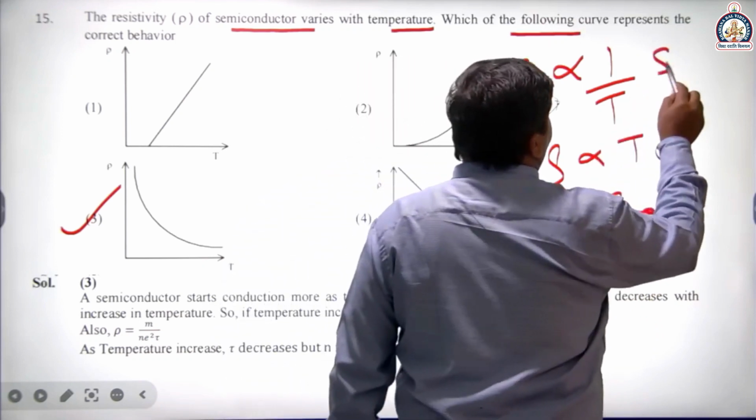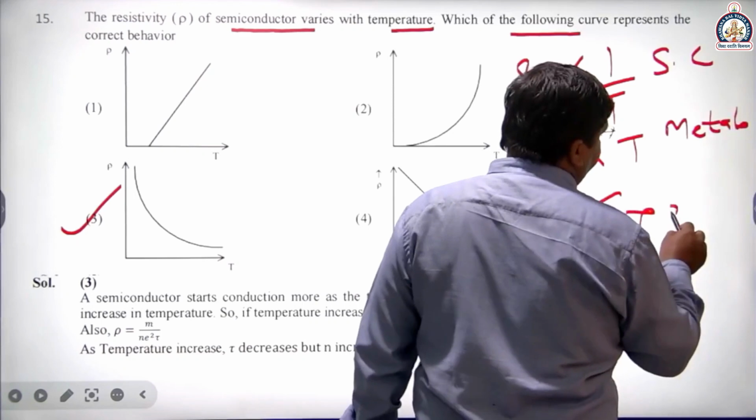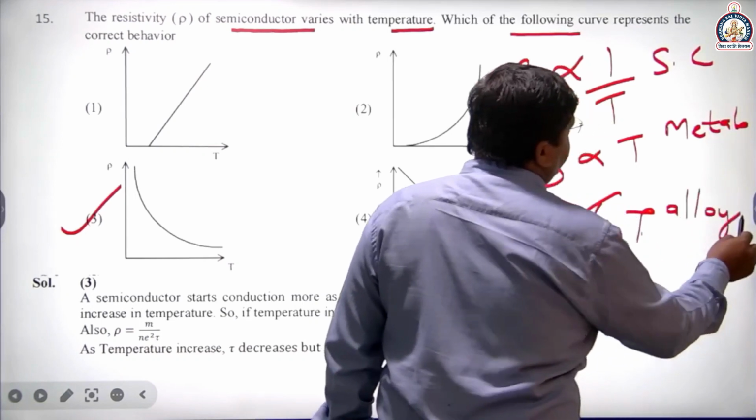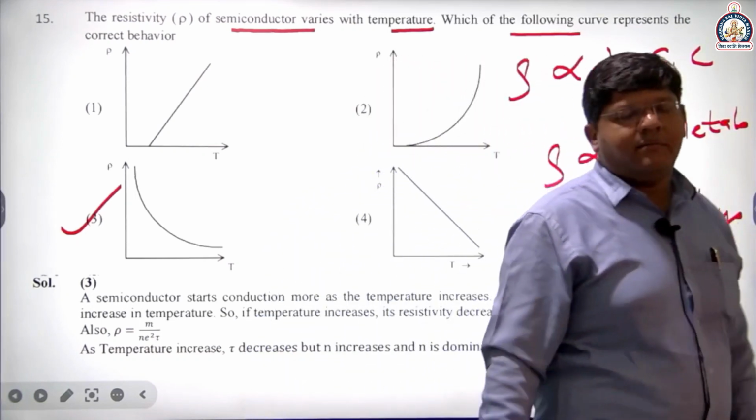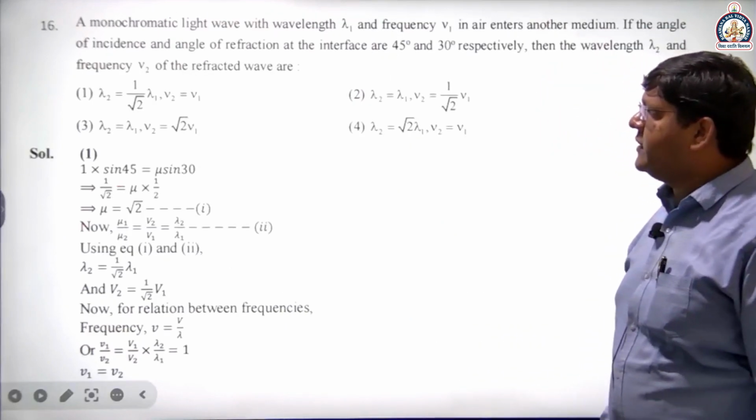This is the relation for semiconductors, this is for metals, and this is for alloys. This is the relation for the resistivity and temperature curve. Moving to the next part, the next question.